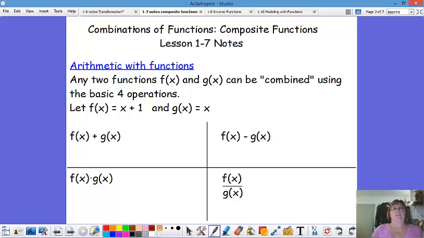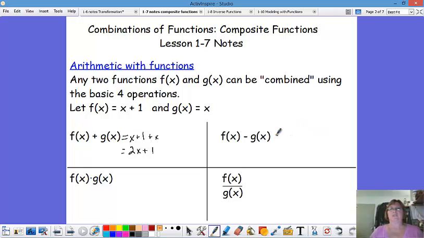We're going to begin by looking at the two functions f of x equals x plus 1 and g of x equals x. And if we combine those with addition, well, you'll probably get exactly what you expect. That is, you're going to add f of x, x plus 1, to g of x, which is x, and then do any simplifying that is appropriate. So we've got x plus x is 2x plus 1.